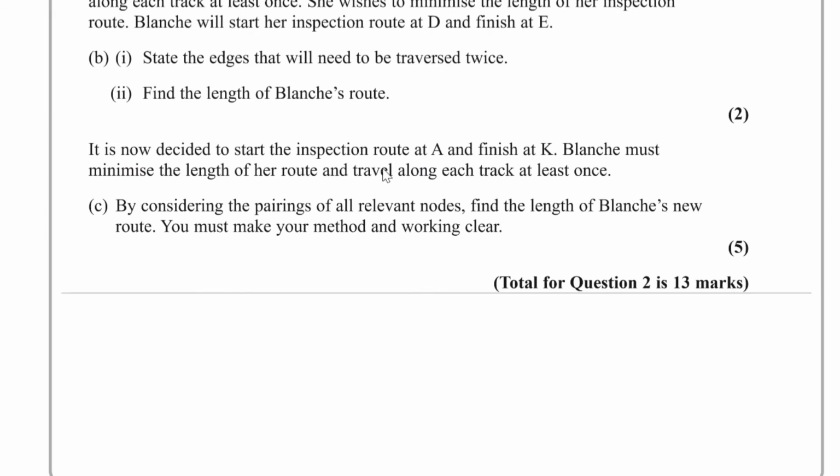It is now decided to start the inspection route at A and finish at K. Blanche must minimize the length of her route and travel along each track at least once. So, for part C, by considering the pairings of all relevant nodes, we have to find the length of Blanche's new route. You must make your method and working clear.